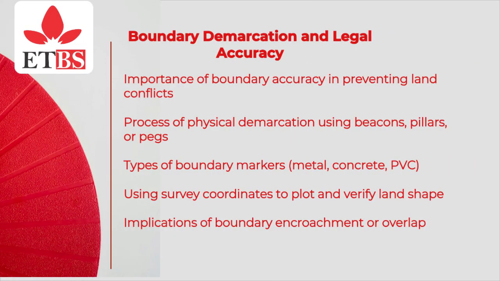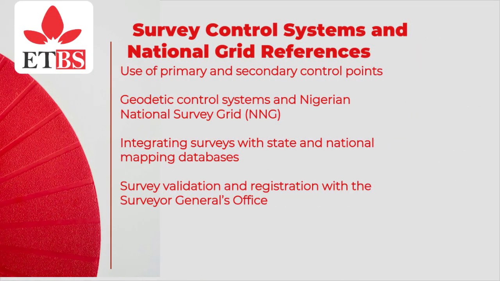3. Boundary demarcation and legal accuracy. Importance of boundary accuracy in preventing land conflicts, process of physical demarcation using beacons, pillars, or pegs. Types of boundary markers: metal, concrete, PVC. Using survey coordinates to plot and verify land shape. Implications of boundary encroachment or overlap.